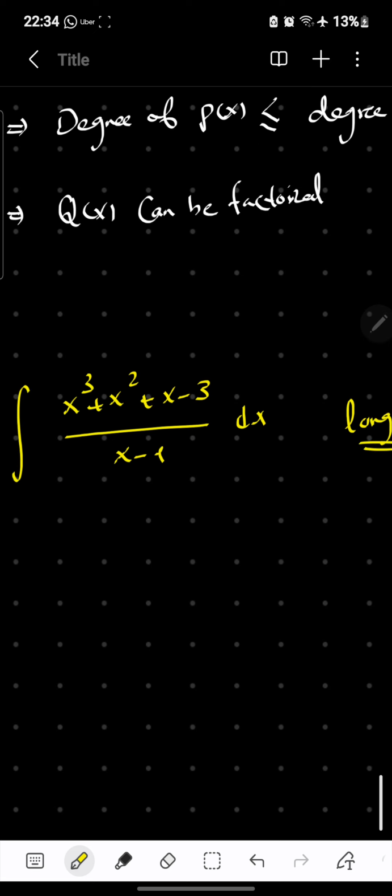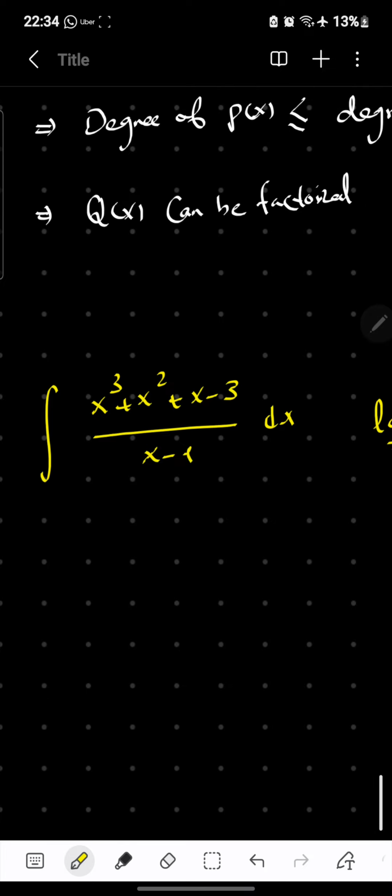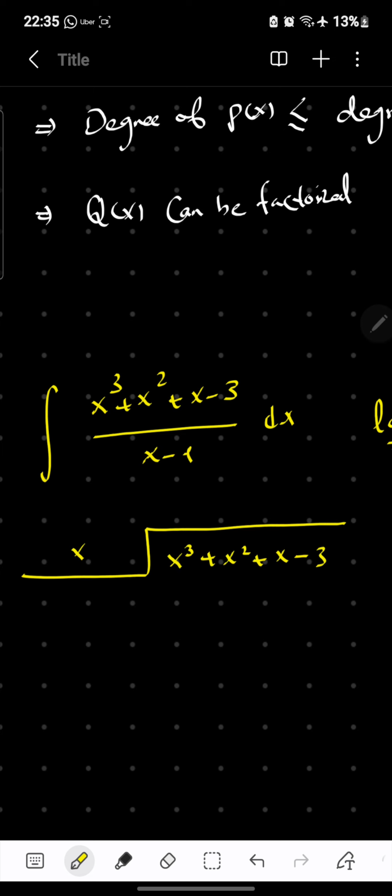So here we cannot use partial fraction decomposition because two conditions are not satisfied. The denominator can be factorized, it's only x minus 1, in its simplest form, and the power of the numerator is more than the denominator. So we cannot use partial fraction decomposition, but we can use long division. So remember with me what long division is. We can divide x power 3 plus x power 2 plus x minus 3 over x minus 1.